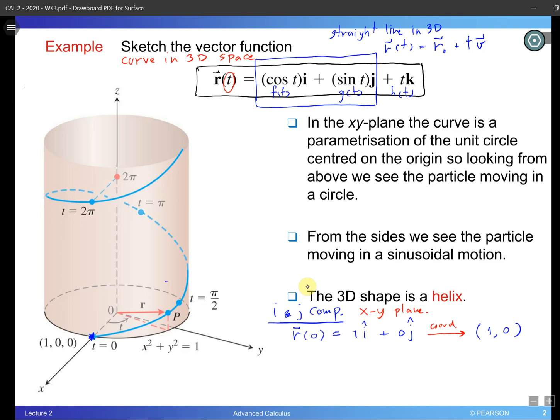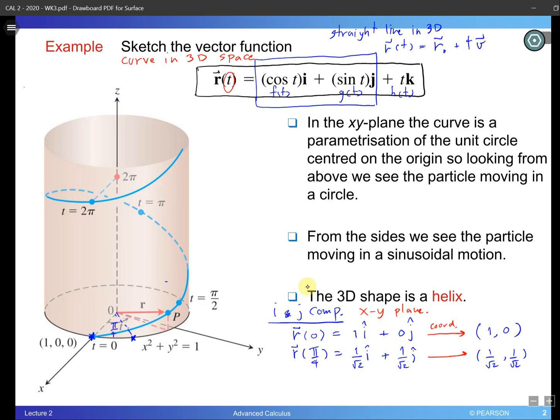Let's try a few more. What happens to this vector function when t equal to pi over 4? Then the first component would be cosine pi over 4. That is going to be 1 over square root of 2, i, plus sine of pi over 4. That's going to be, same thing, 1 over square root of 2, j. This is a position vector, and we translate this into coordinates in space, and that becomes 1 over square root of 2, 1 over square root of 2, and it's going to appear maybe around here. At this point this is 45 degrees or pi over 4 on the xy plane.